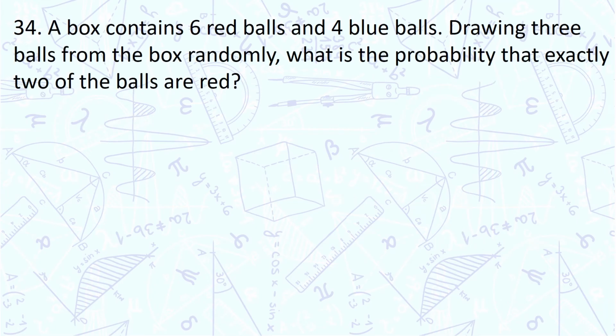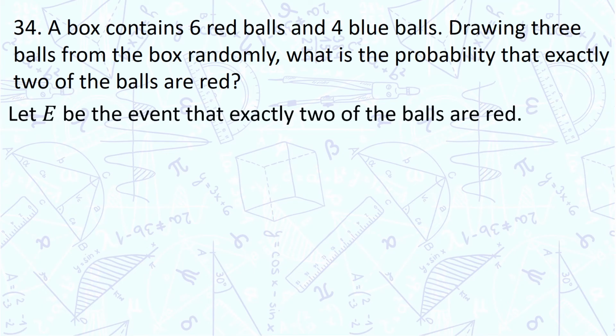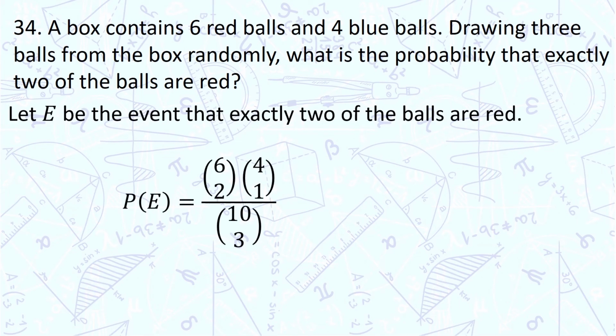Number 34, a box contains 6 red balls and 4 blue balls. Drawing 3 balls from the box randomly, what is the probability that exactly 2 of the balls are red? Let E be the event that exactly 2 of the balls are red. So the probability of the event is 6 choose 2 times 4 choose 1 over 10 choose 3.